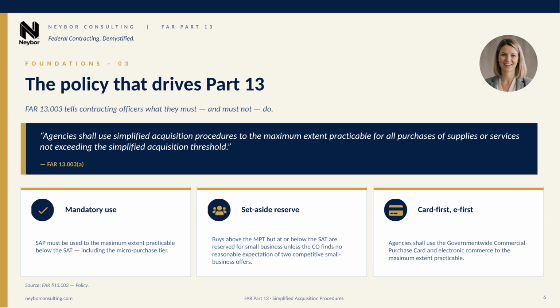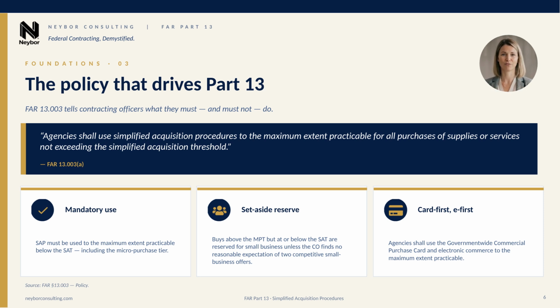Now to the policy itself. FAR 13.003 is a 1-page section, but it is the gravitational center of this part. Read the quote on screen. Agencies shall use simplified acquisition procedures to the maximum extent practicable for all purchases not exceeding the simplified acquisition threshold. That word "shall" is doing a lot of work. It is not optional. The contracting officer is required to ask first, can I do this as a simplified acquisition, before reaching for any other vehicle?